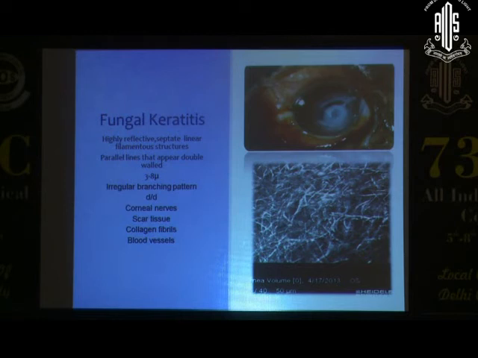And they can have an irregular branching pattern, and we're also studying whether, based on the branching pattern, whether the angle is acute or obtuse, whether you can distinguish between various species of fungus. Again, linear structures, you need to be careful, especially when there are very few filaments. Sometimes you get just one or two filaments in the late stages and you want to know if there's still activity. You have to distinguish it from corneal nerves, bundles of scar tissue, collagen fibers, also blood vessels.